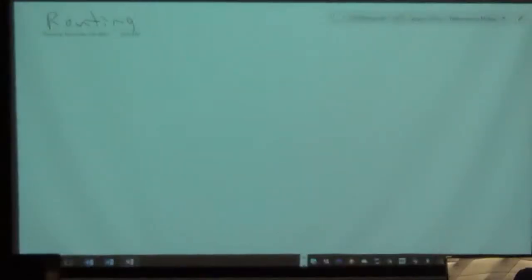The thing you need to remember and understand is every network interface requires an IP address, subnet mask, and a default gateway. Okay? Every device needs one of those.